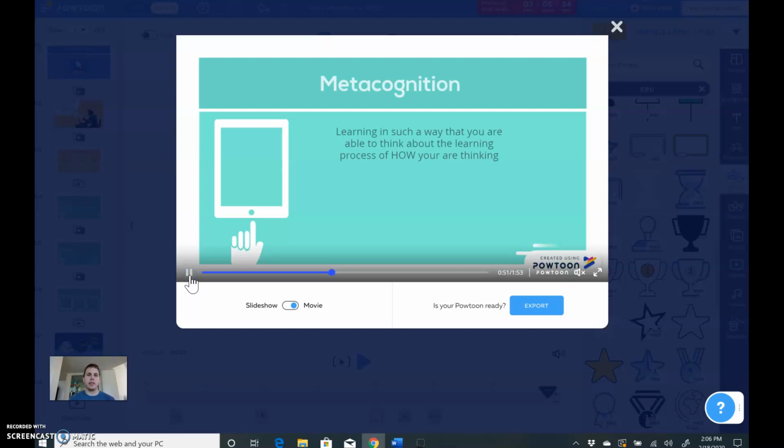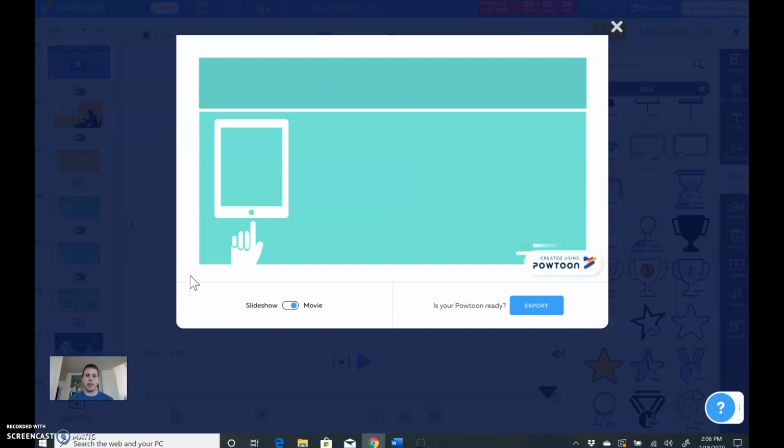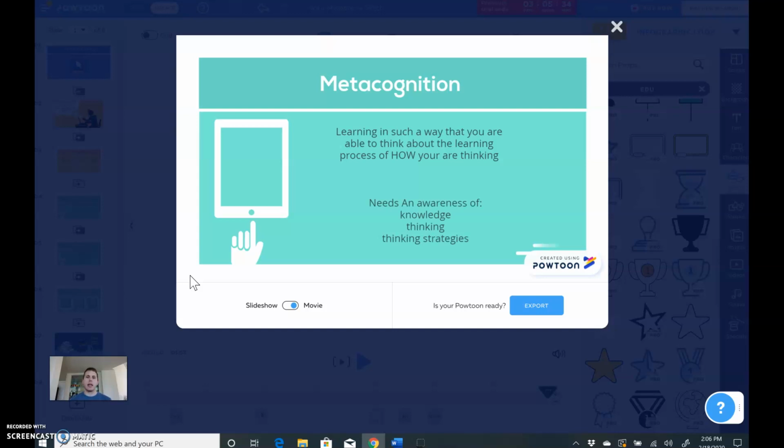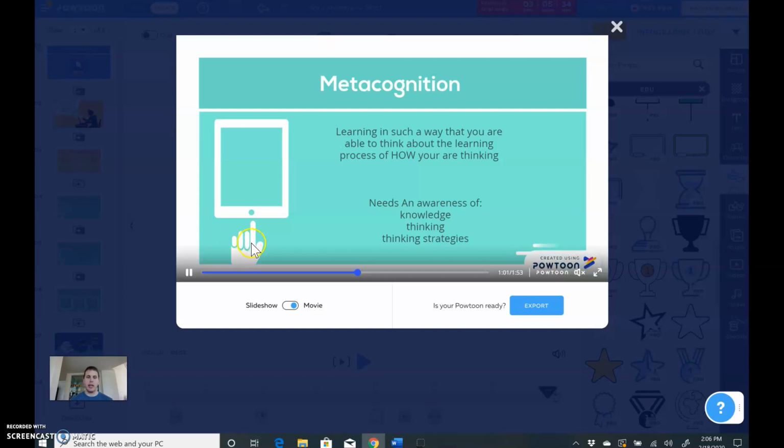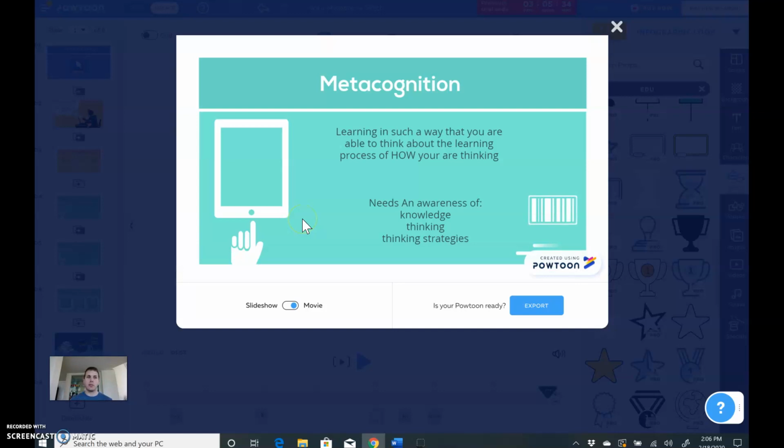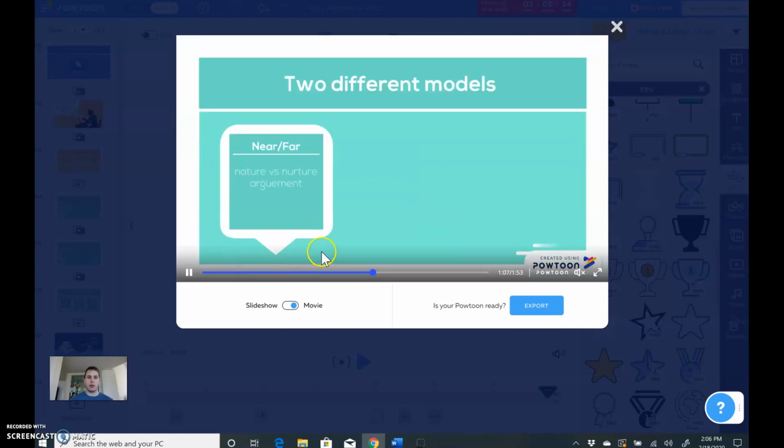So then there is metacognition. So this is learning in such a way about how you are learning. The big thing here is going to be the process of thinking and understanding. Now, this needs an awareness of knowledge, an awareness of thinking, and an awareness of thinking strategies. This basically boils down to thinking how to do something as opposed to just thinking what to do. Now, metacognition comes in as far as teaching how to learn.